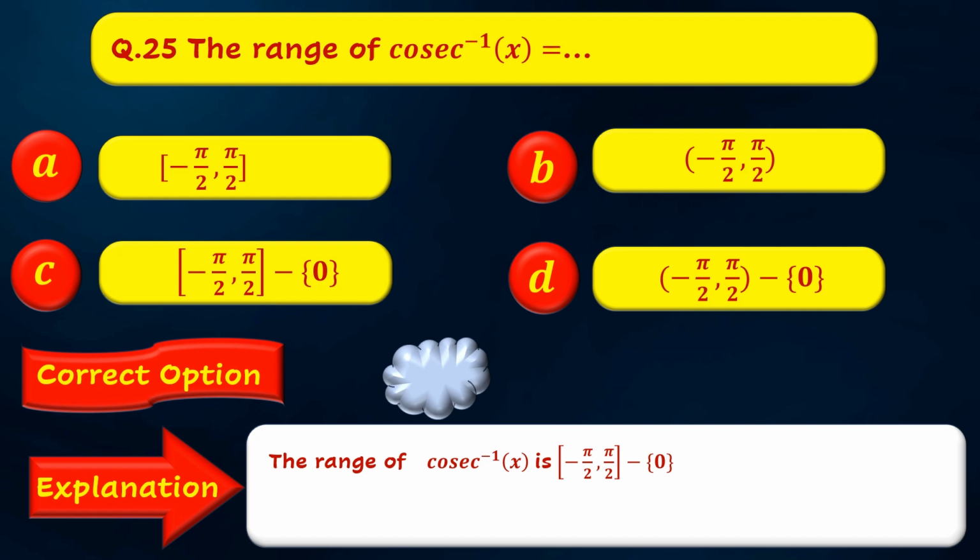By definition, the range of cosecant inverse x is the closed interval from minus pi by 2 to plus pi by 2 minus the element 0, because cosecant is undefined at x equal to 0. Cosecant theta is equal to 1 over sine theta, and if theta is equal to 0, sine of 0 is equal to 0, which is undefined. Therefore, 0 is not included in the range of cosecant inverse x. Therefore, the correct option is option C.